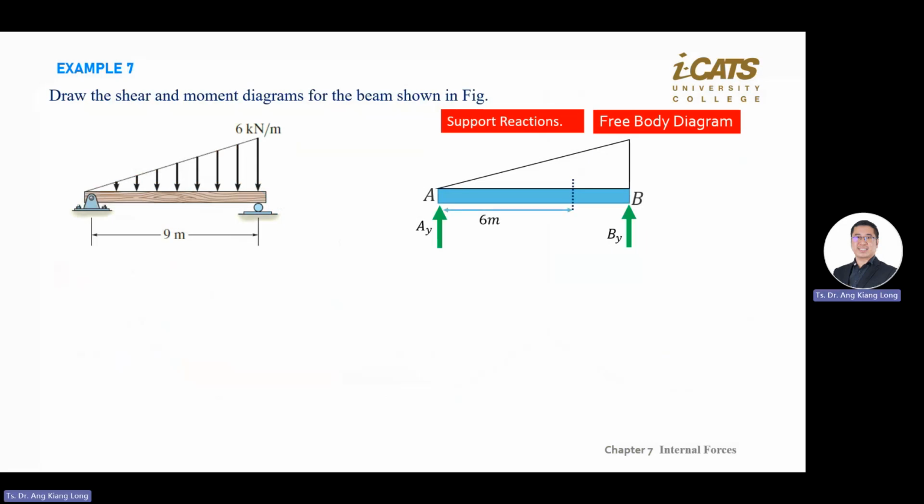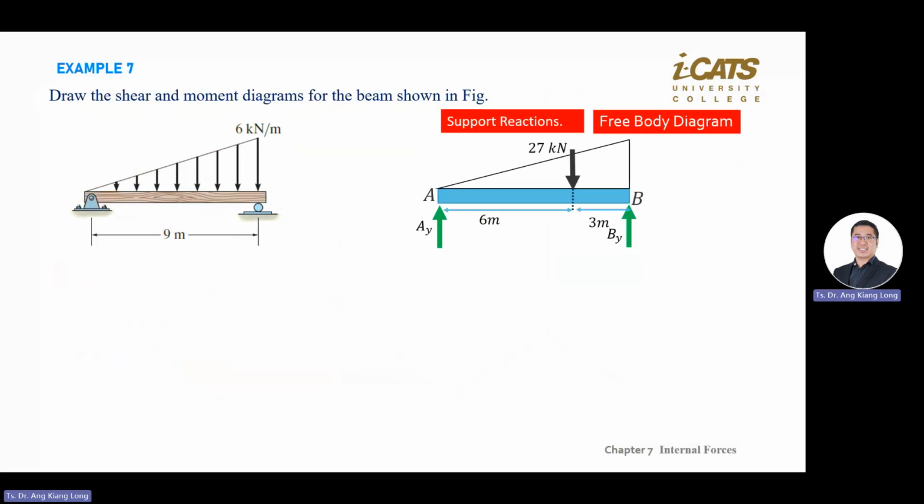Now, who doesn't understand why there is no AX? The AX equals 0 actually. From here, there's no pulling force and all this.